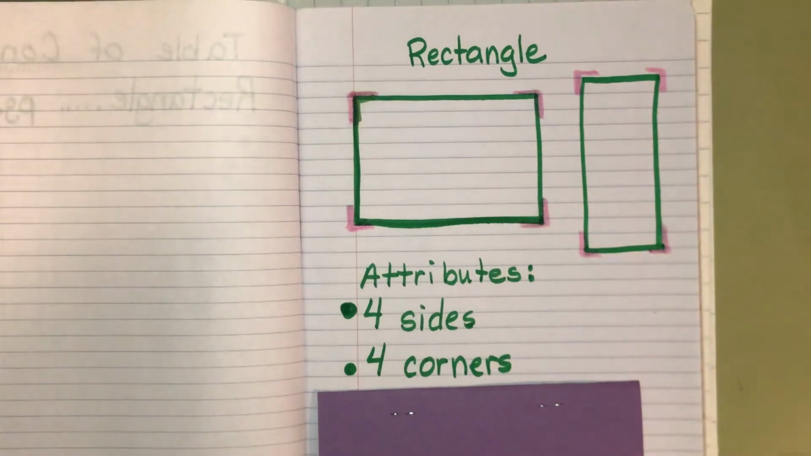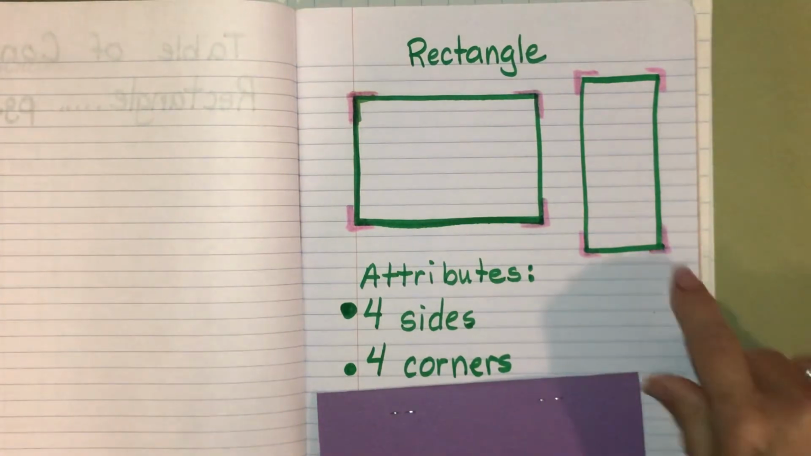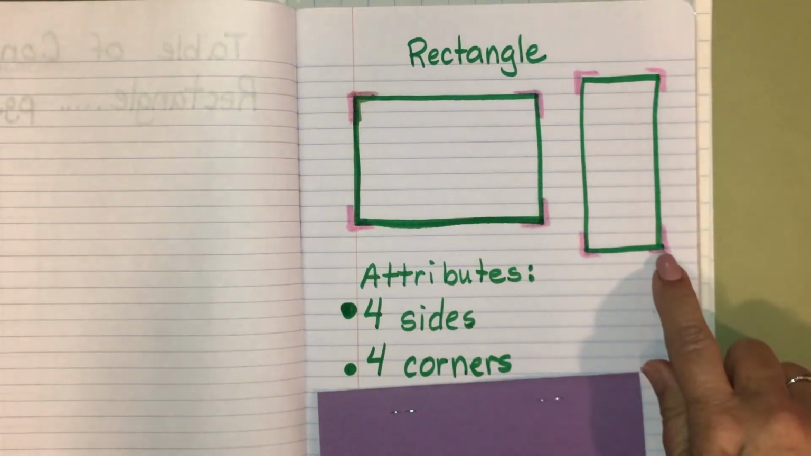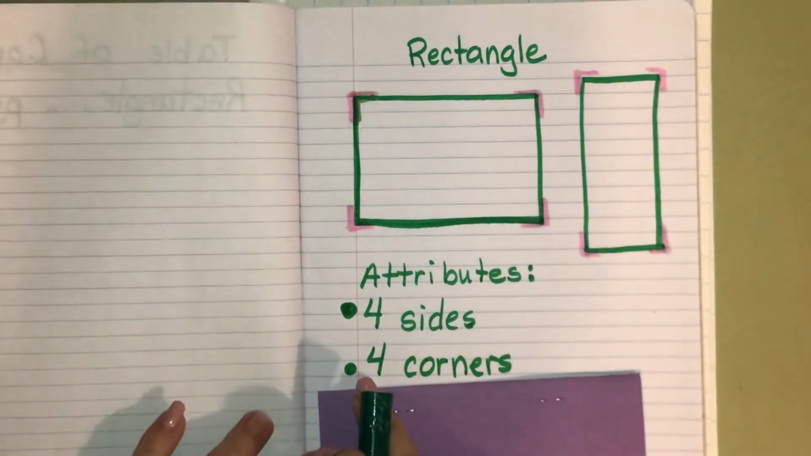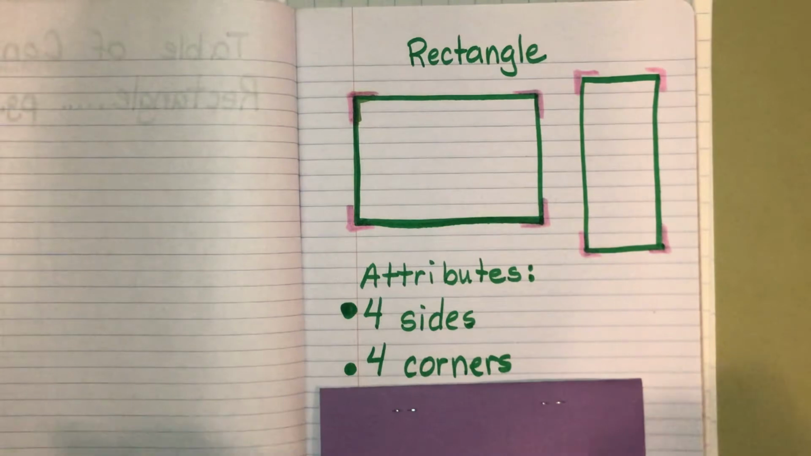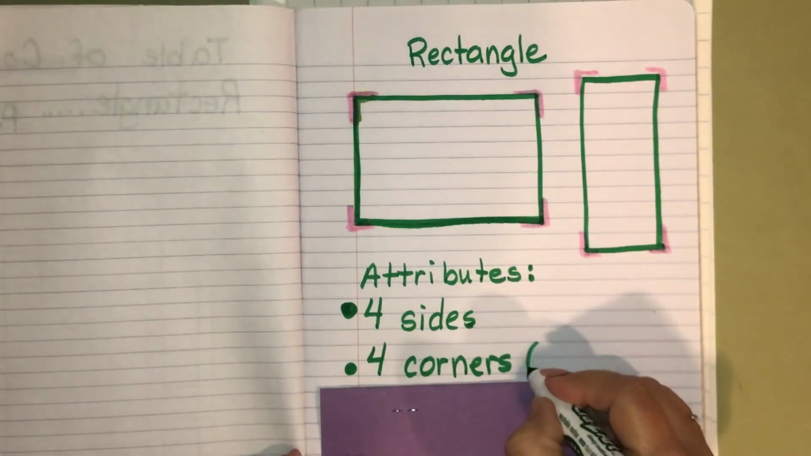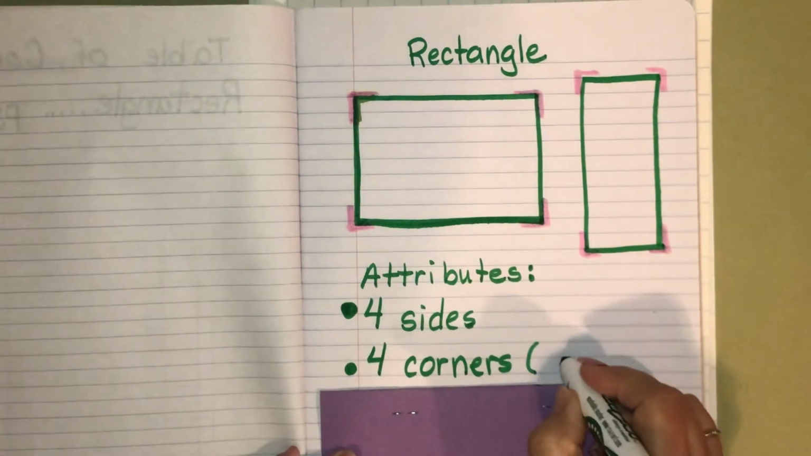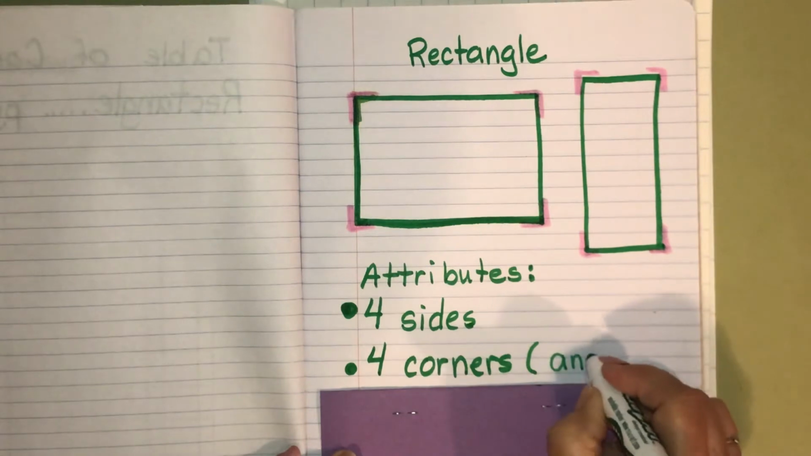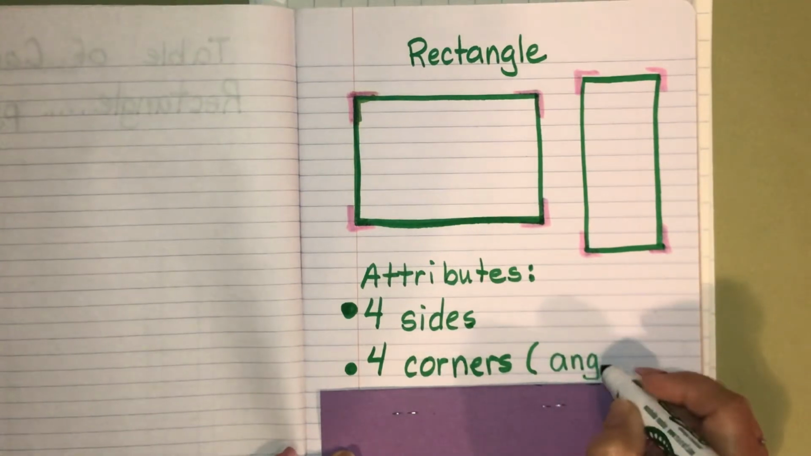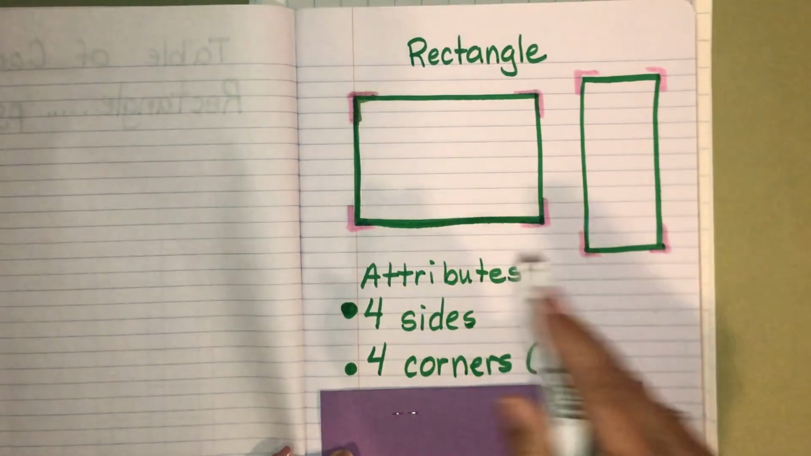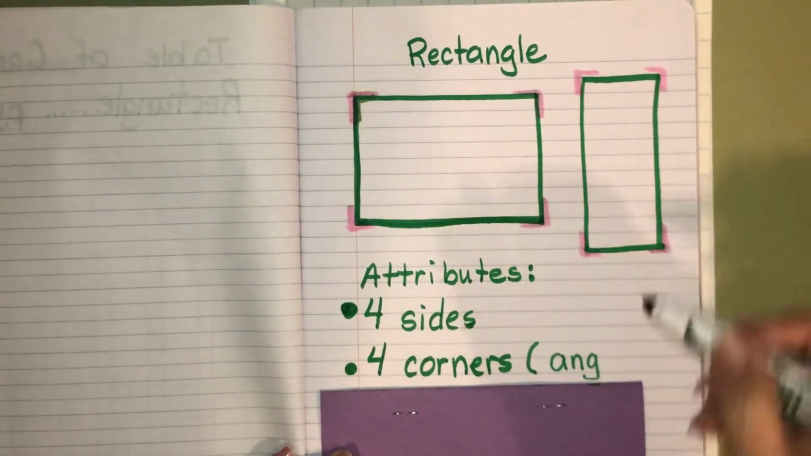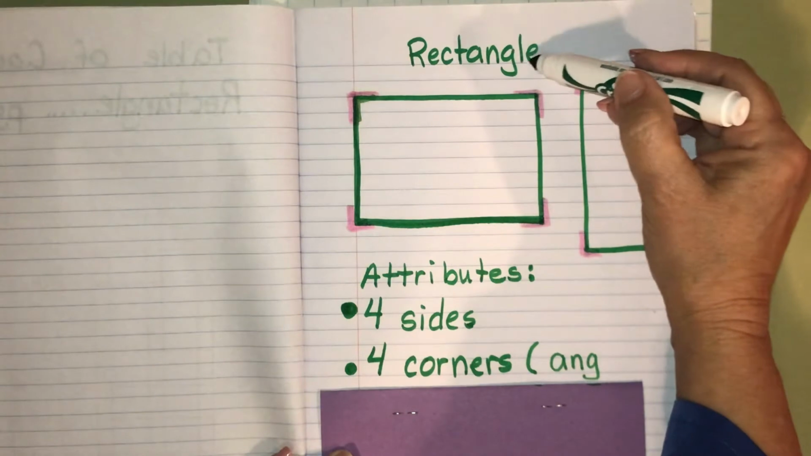When you are finished, then I want you to add, next to writing 4 corners, parentheses and write angles, because that's the name. Now be careful when you're writing angles, it's not ELS, that would be angels, and rectangles don't have any angels. Notice up here that it's LE.